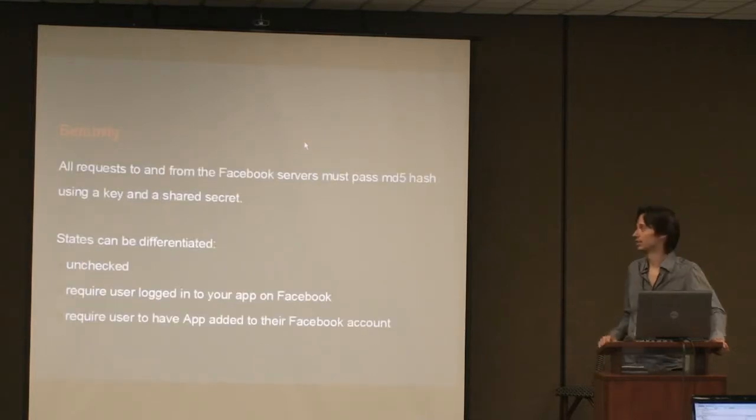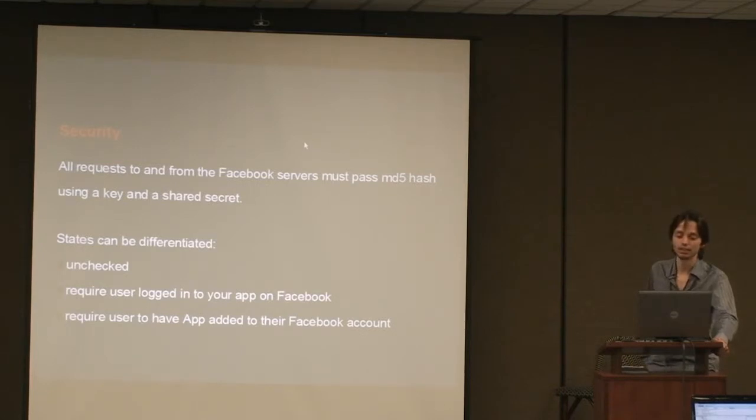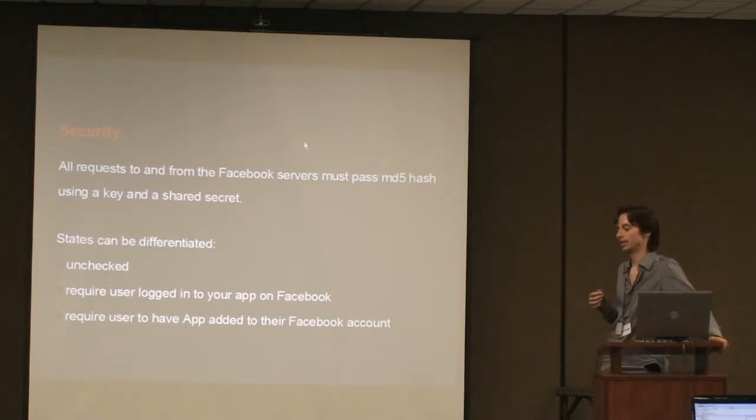Okay, as far as security is concerned, again, I did this at the controller level. When a user is logged in, or when a user has your app added, every request to your page comes with a post of information about the user, so that you know what the user's ID is, what his friends already are, and a couple of pieces of information. It comes with a hash key that matches the API key.